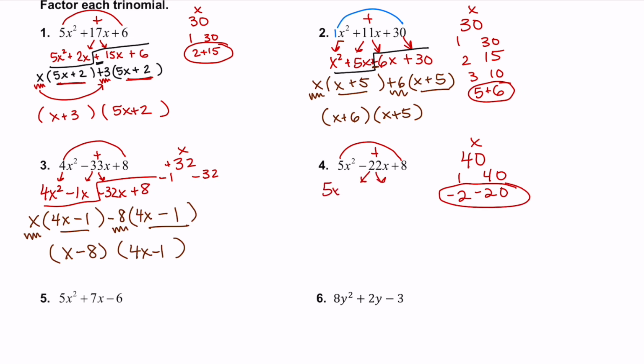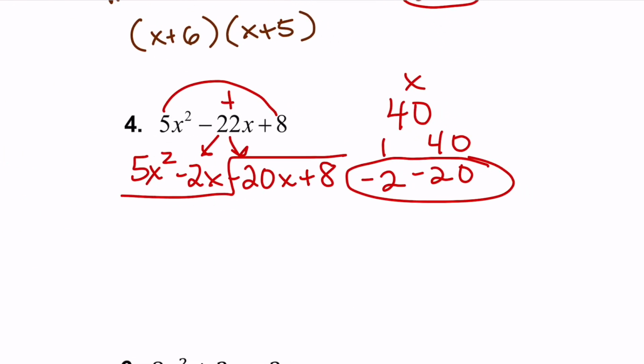So we have 5x squared minus 2x minus 20x plus 8 with our lightning bolt. Now I look at the first two, they both have an x in common, so we pull the x out. I have 5, I take one of the x's away, minus 2. Whatever sign you have, you bring it down.